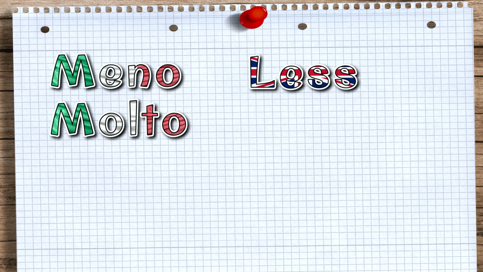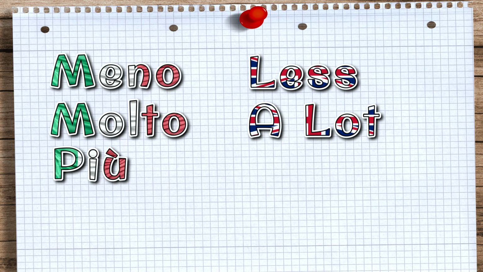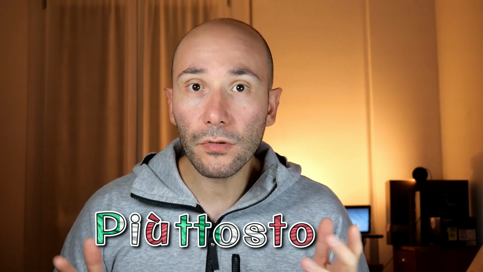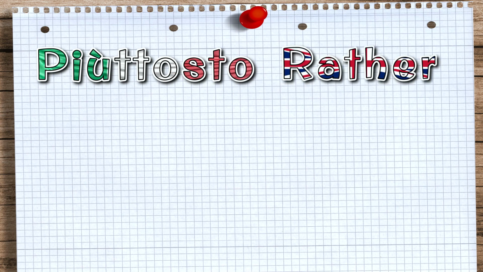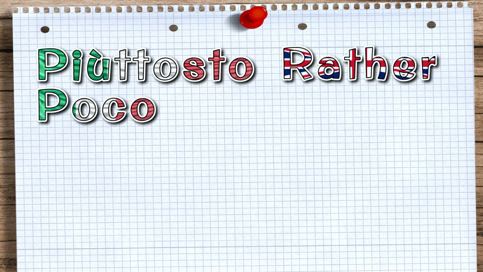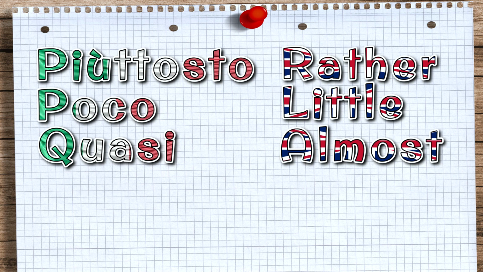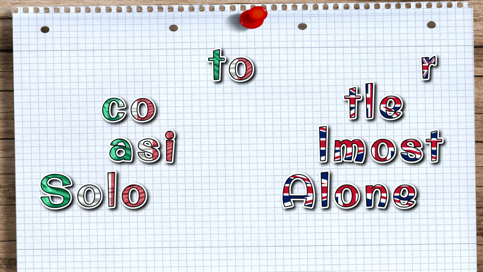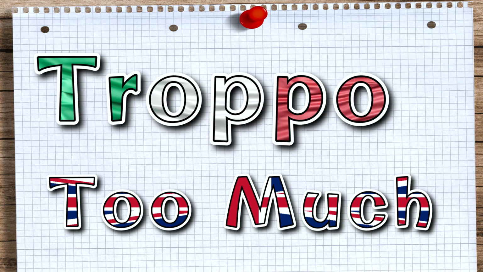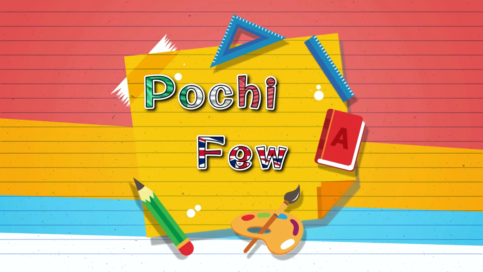Meno is less, molto, a lot, più, more. Piuttosto, this is composite using più but adding tosto. Piuttosto means rather. Poco, little, quasi, almost. Solo, alone. Troppo, too much. Pochi, few. Alcuni, some. Wait a second.